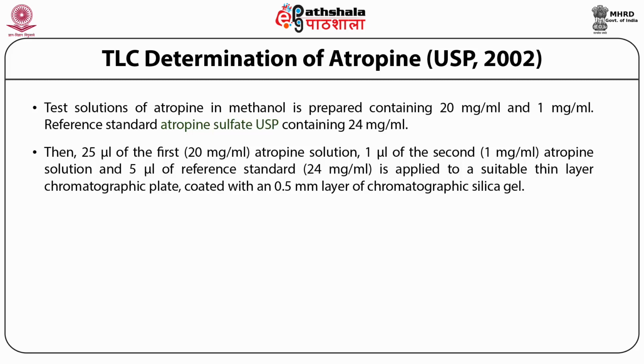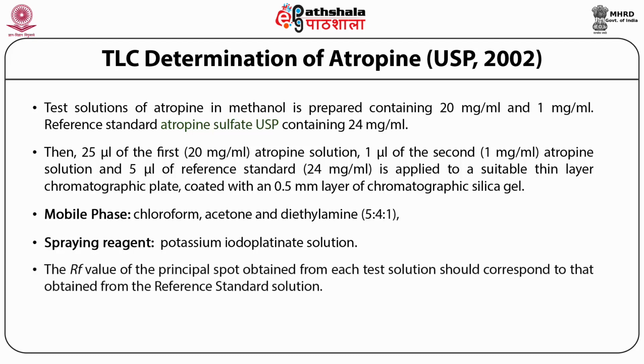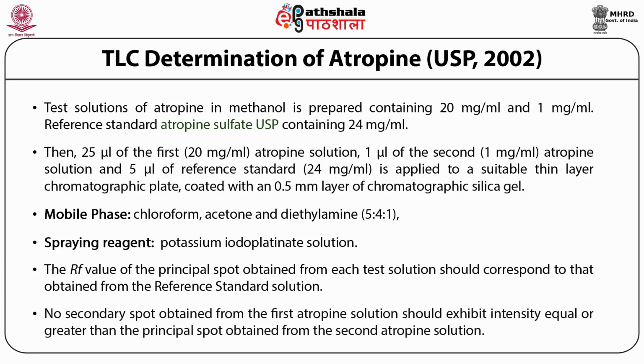These are applied to a suitable thin layer chromatographic plate, which is coated with a 0.5 mm layer of silica. The mobile phase that is used for development is chloroform, acetone, diethylamine in the ratio of 5:4:1. Potassium iodoplatinate is used as a spraying reagent. Then the RF values are compared. The RF value of the principal spot obtained from each of the test solutions should correspond to that obtained by the reference standard. No secondary spot obtained from the first atropine solution should exhibit intensity equal to or greater than the principal spot obtained from the second solution.